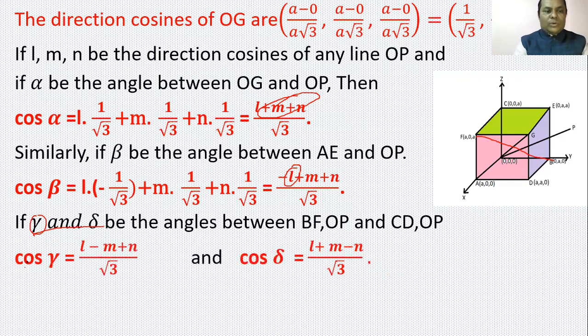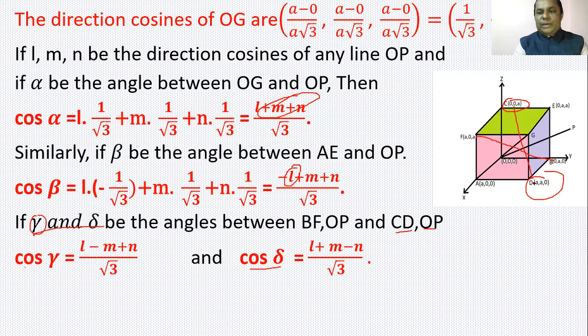You can write down here cos gamma equals l minus m plus n by root under 3, and cos delta equals l plus m minus n by root under 3. Then how do you get it? Because the OP direction cosines we already have. For CD, what you have to write down for C: this is x1, y1, z1, and for D, for this line, you can suppose this is x2, y2, z2.